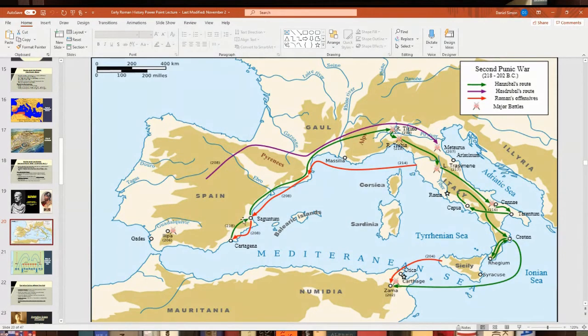So we march up here sometime around 219, 218, I think is the time period they think. And he would sack that city, basically. And at that point, the Romans are like, well, we're going to send a force to attack you in Spain. And so Hannibal's like, well, I better do something about that. And so what Hannibal decides to do is a preemptive strike. He decides to go on the offensive.